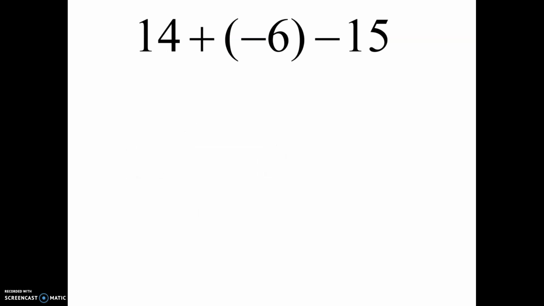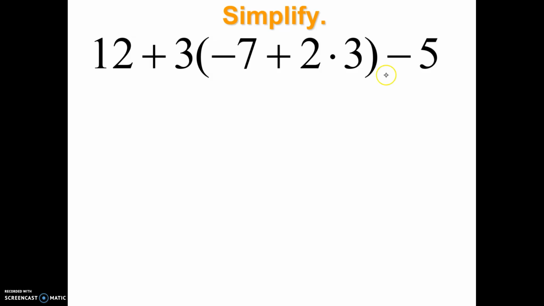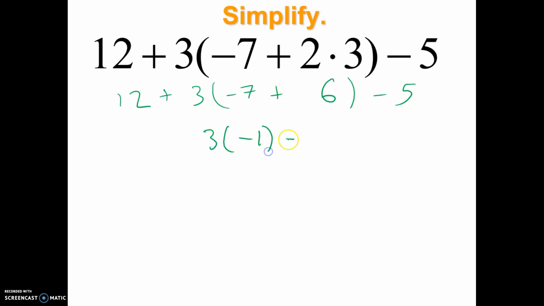Okay, I'm going to skip past this next one to do this problem. So notice order of operations are important. Parentheses happen first. So notice the 2 times 3 is 6, plus negative 7, minus 5, 3 on the front, 12. Notice combining the inside. So 3 times negative 1 minus 5 plus 12. Now it's multiplication. So 12 plus negative 3 minus 5. And now 12 plus negative 3 is 9 minus 5, which equals 4.